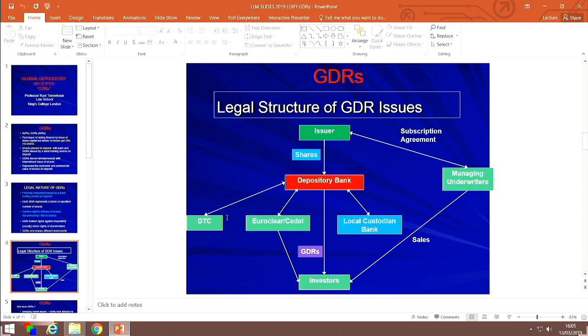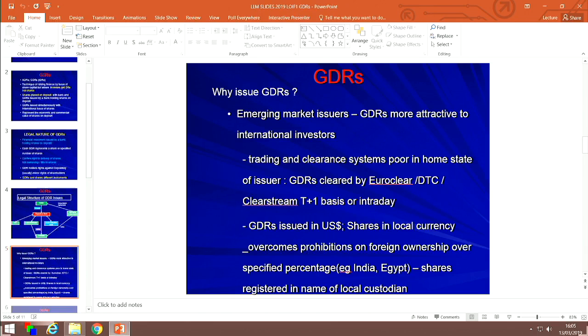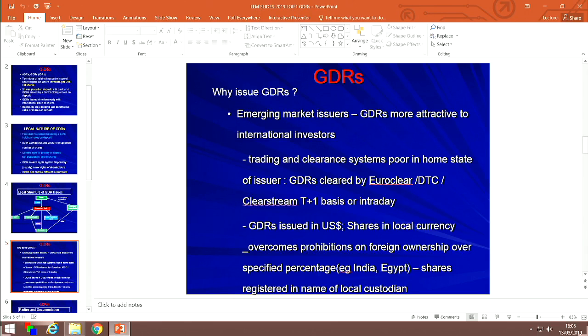How is it done? Usual bond issue structure. Managing underwriters, selling the GDRs into the markets, into the hands of investors whom they are dealing with. There's nothing different in the structure of marketing and distribution from an international bond. And to that extent, there are tremendous similarities in the way they work.